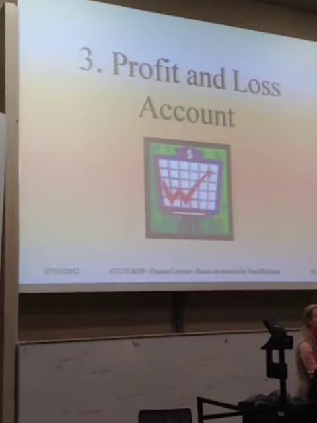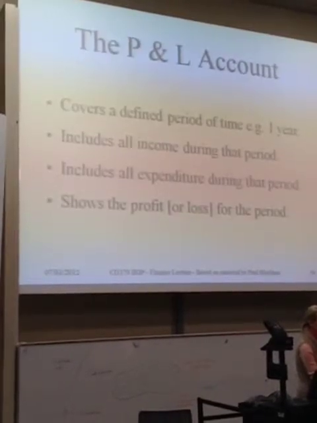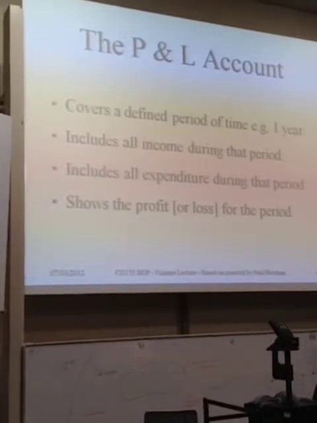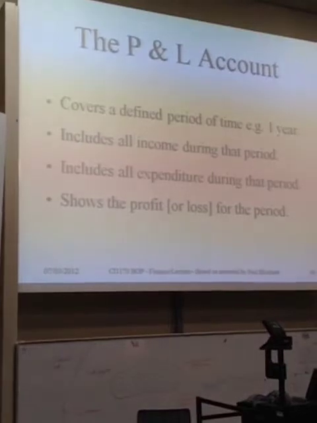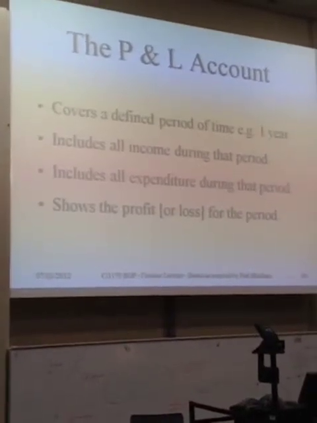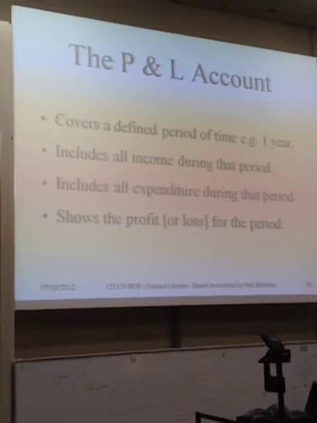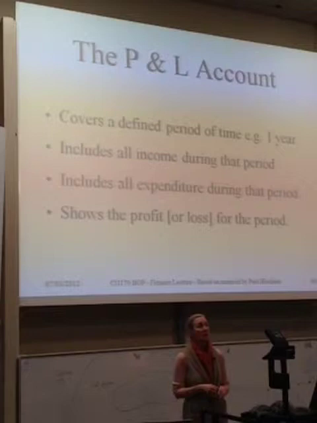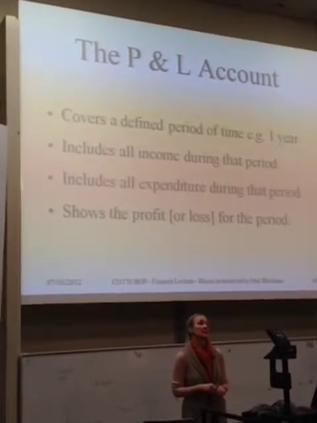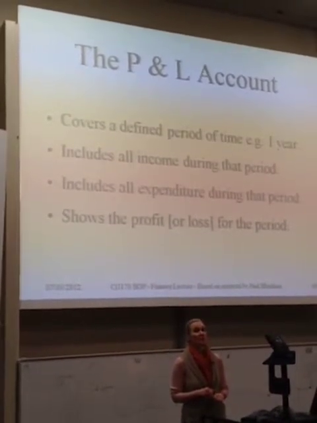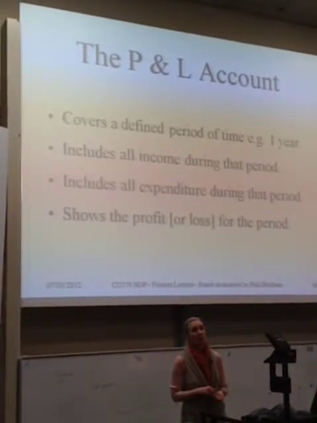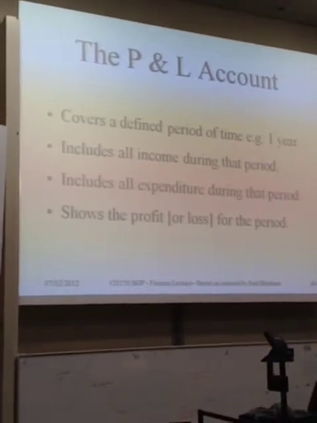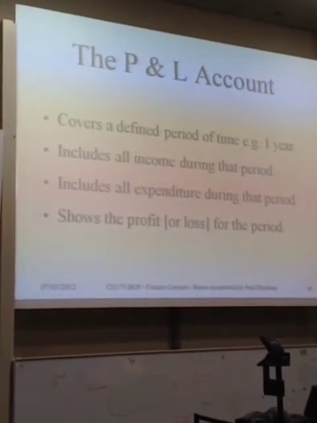Right, let's have a look at the profit and loss account. Profit and loss, remember, covers a defined period in time. It could be 3 months, 6 months, a year, it could even be 18 months. It includes all of the income, and income is typically generated from sales of products, but particularly in terms of software, sales for services. You retain the title to the software, and the software is leased. It also includes all of the expenditure in that particular period.